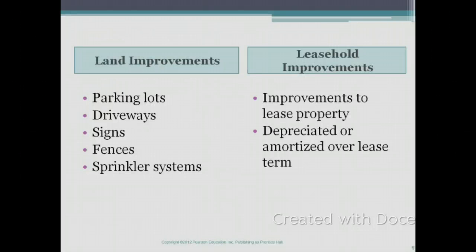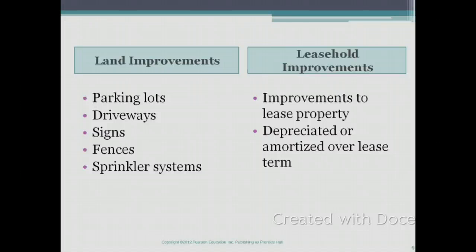Now let's look at another asset that you have not seen before. We're going to call that land improvements. Land improvements are things that you do to land that are not part of the building. Parking lots, driveways, signs, fences, sprinkler systems, lighting, all these would be considered land improvements. They are long-term assets and they will be on your balance sheet under long-term assets. Land improvements are also depreciated.